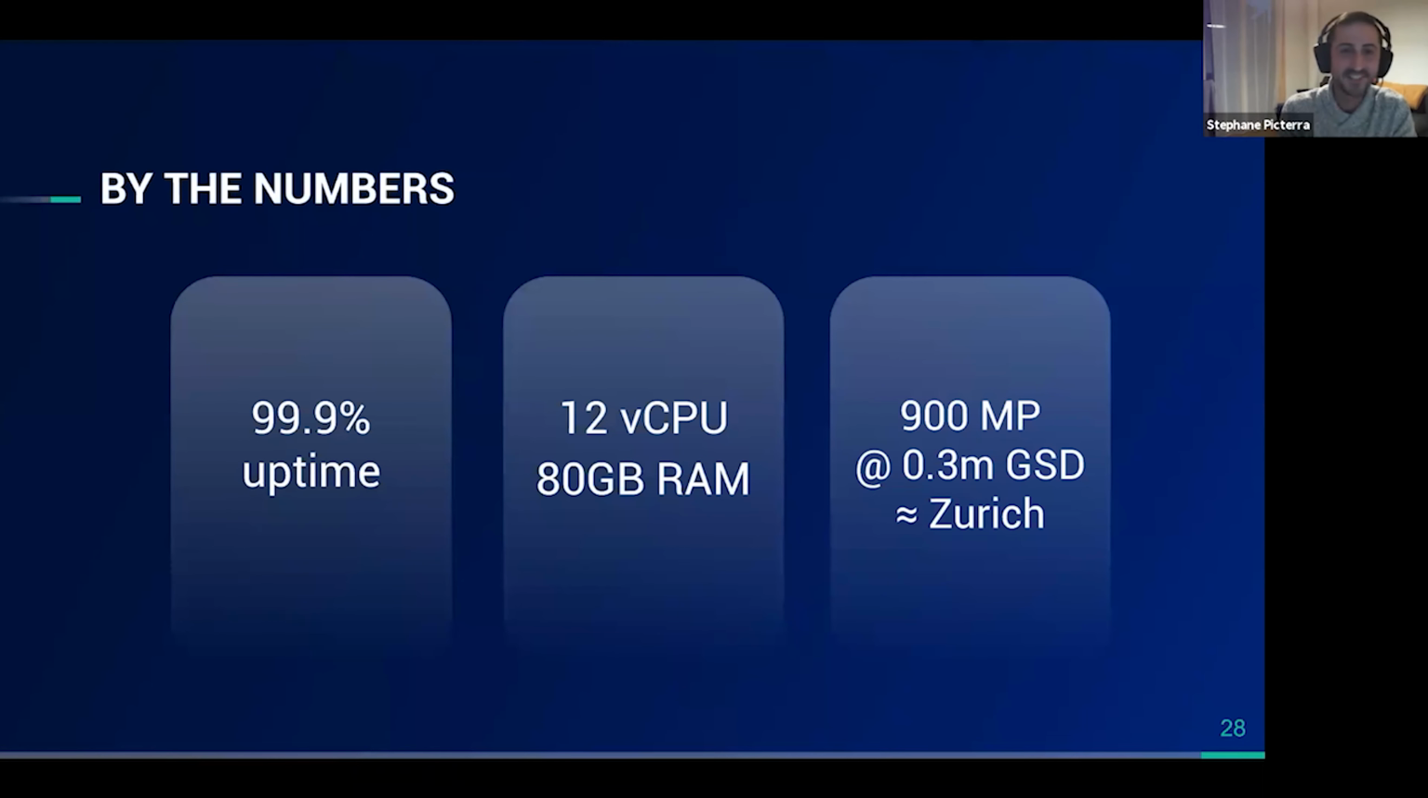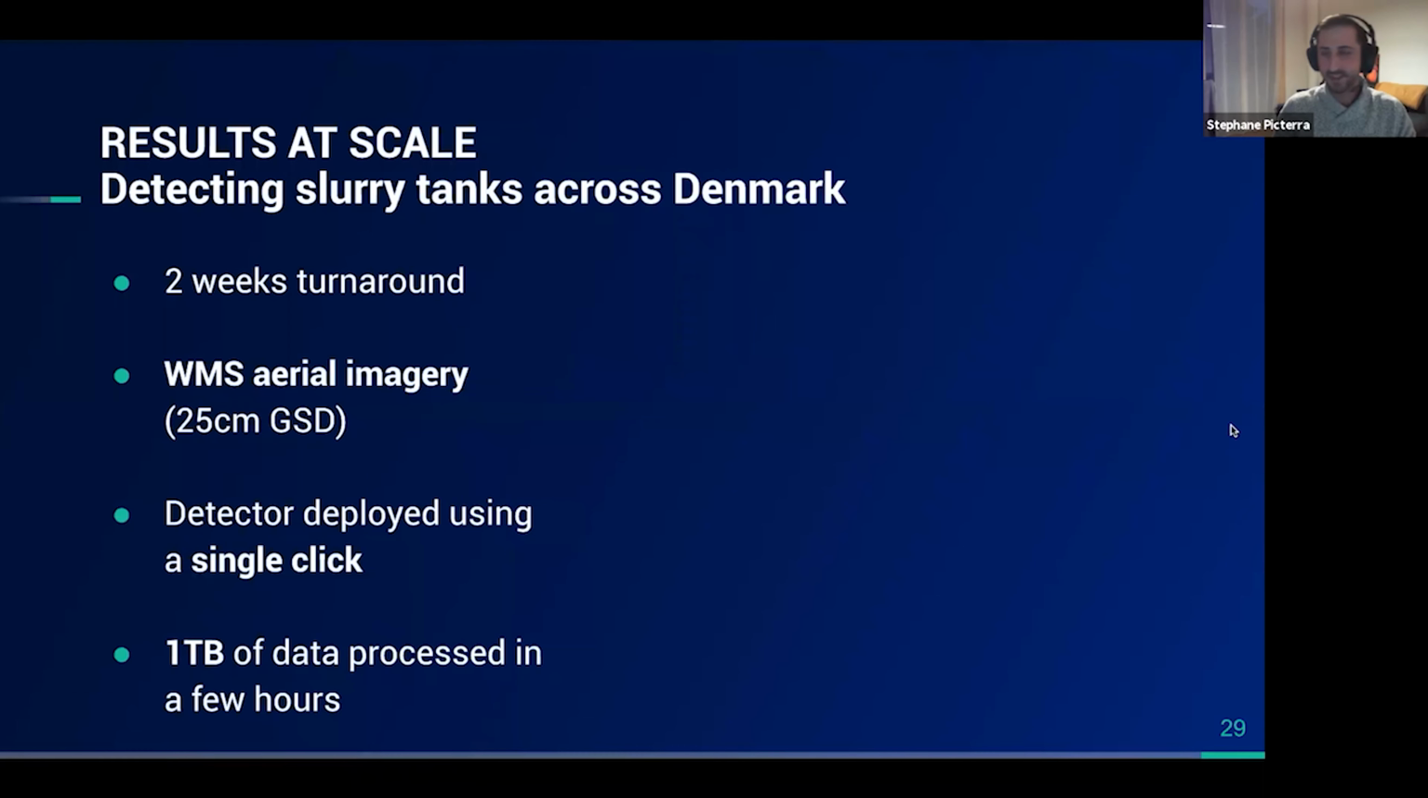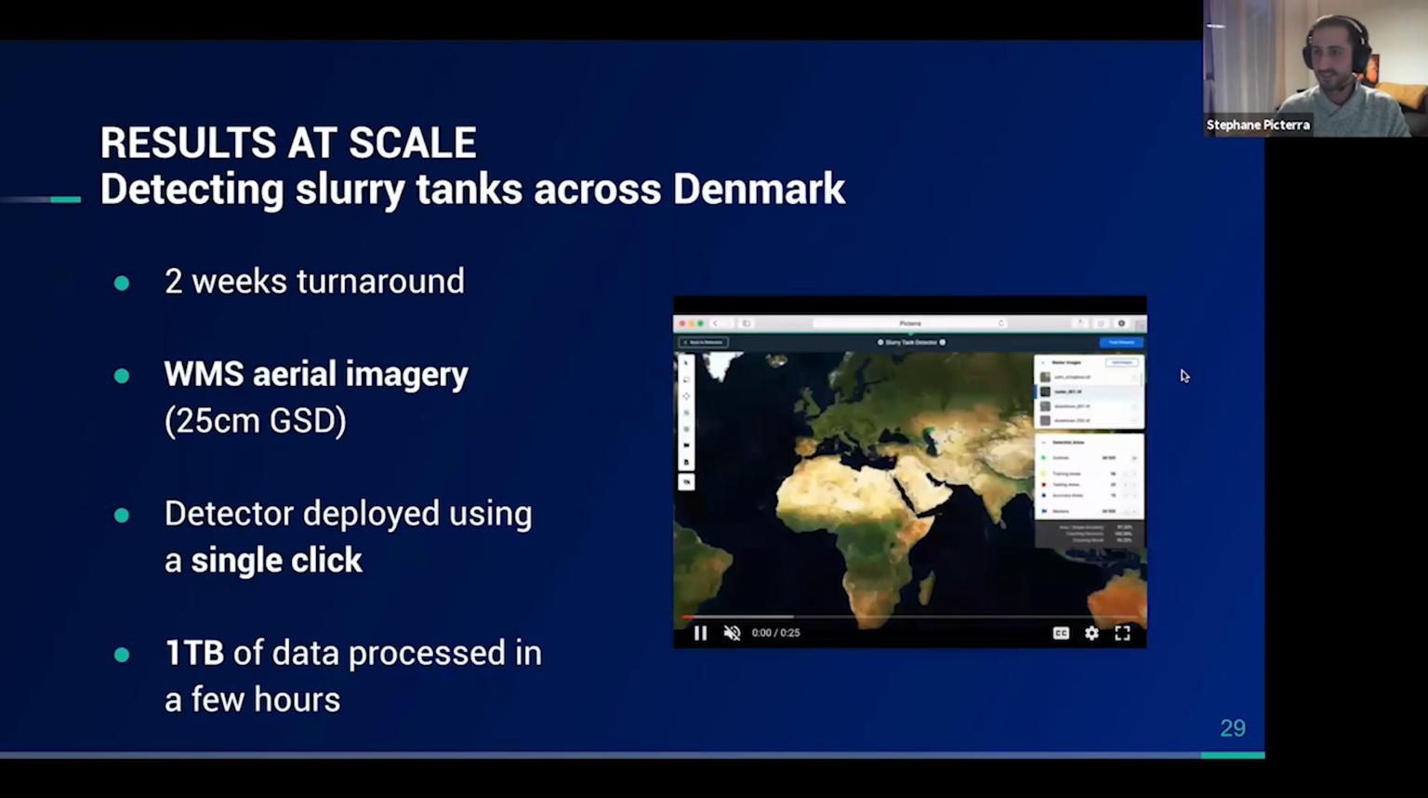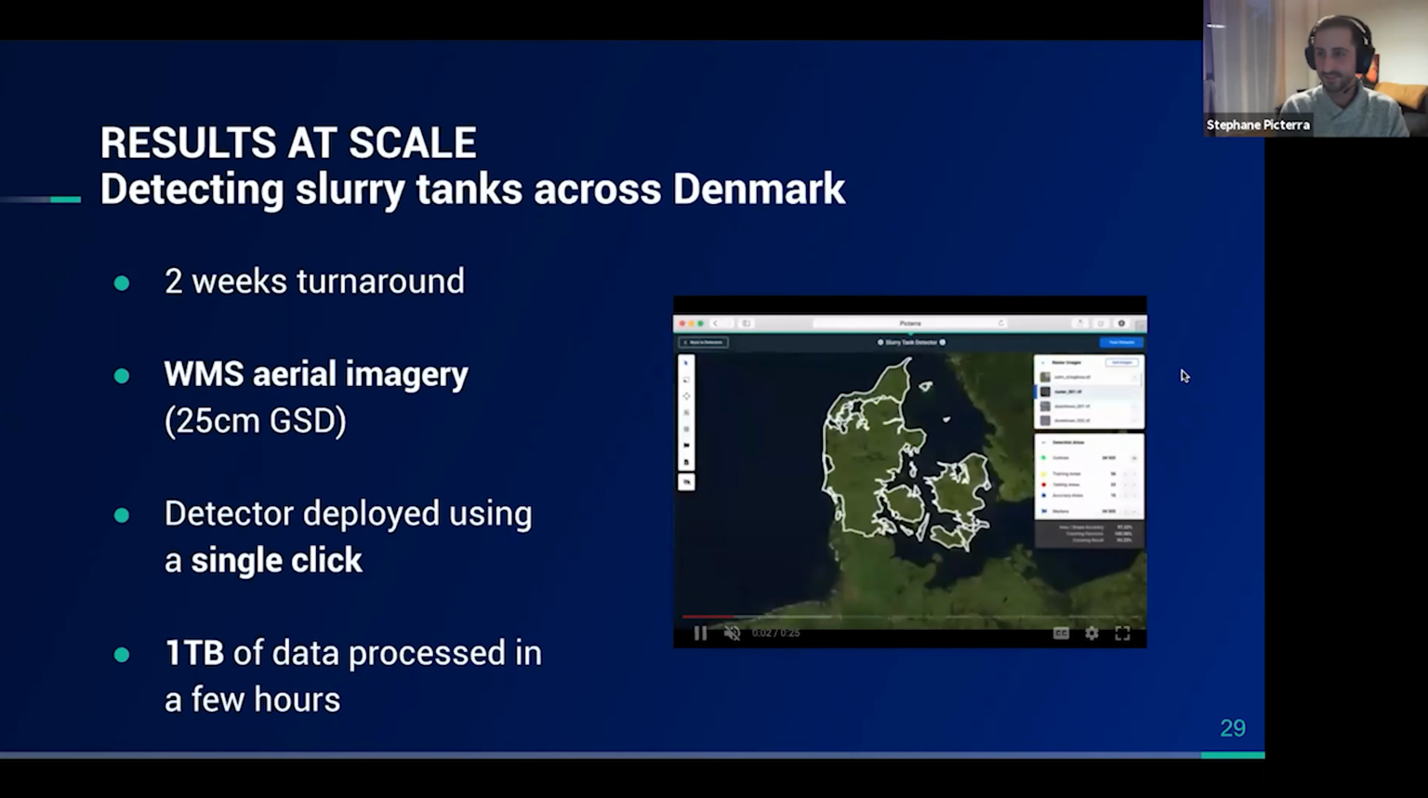And finally, the cells. So I mentioned they're 900 megapixels at 30 centimeter spatial resolution. That's roughly the size of Zurich. So you can fit a lot of data in each of these cells. We pretty much optimize a lot of stuff there. But still, it happens that as you increase the area or as you increase the resolution, you pass that threshold, and we split the images into multiple cells. And with that, I'll hand it back over to Julien for some examples.